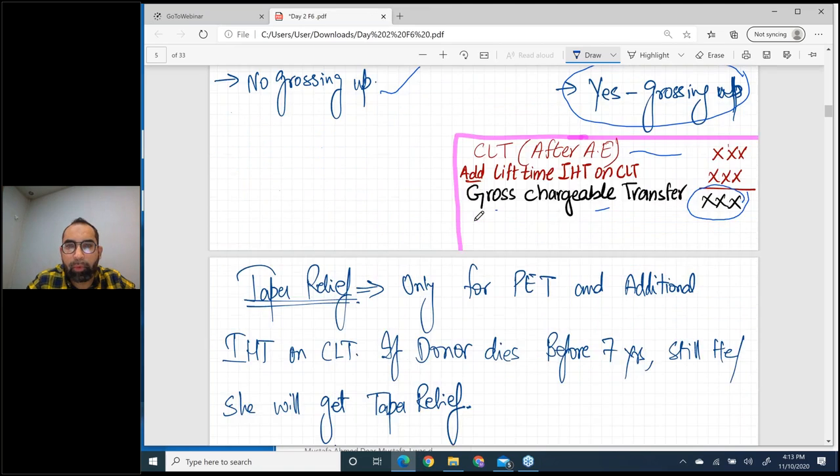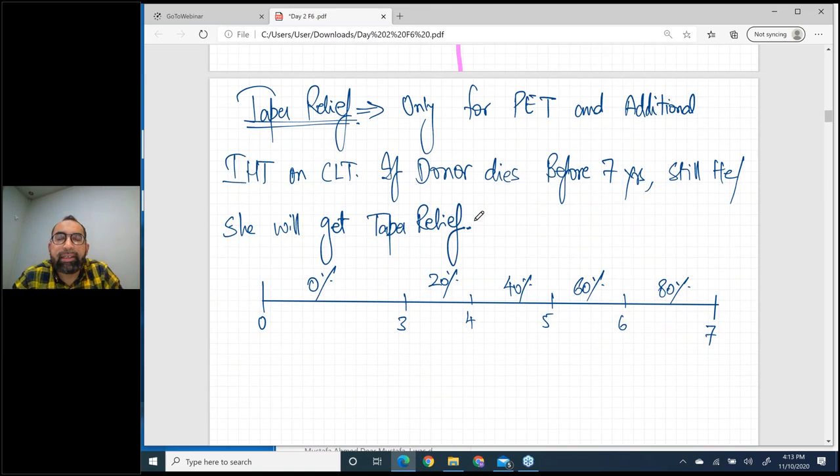Now, one more good news. There is one concept which we call taper relief. First of all, there is no taper relief on death estate. One line, no taper relief on death estate. I have not written it here, but I'm telling you orally. Taper relief is only calculated for PET and additional IHT on CLT.